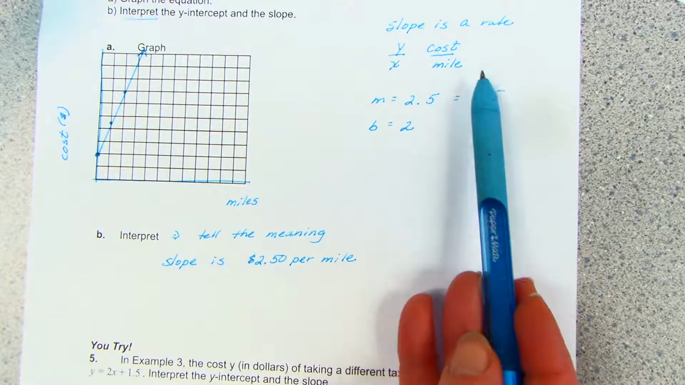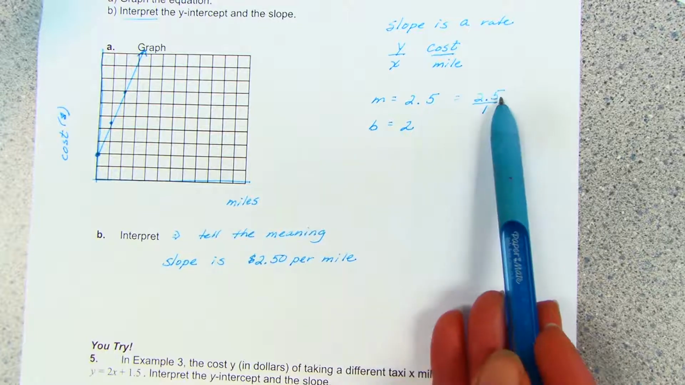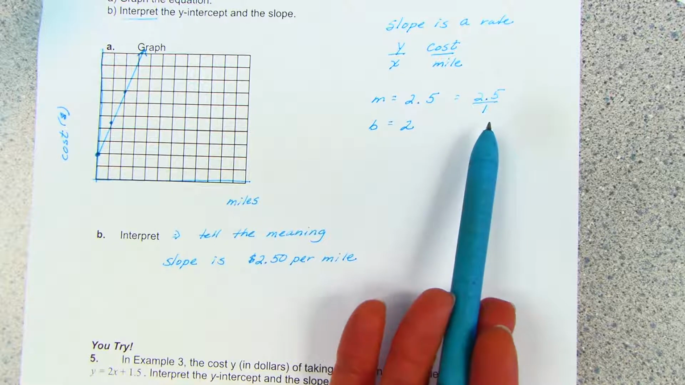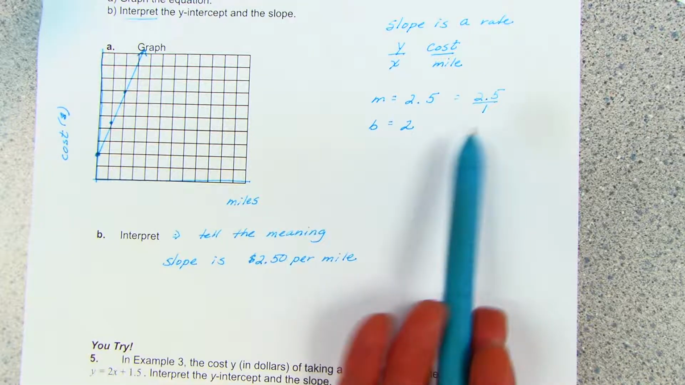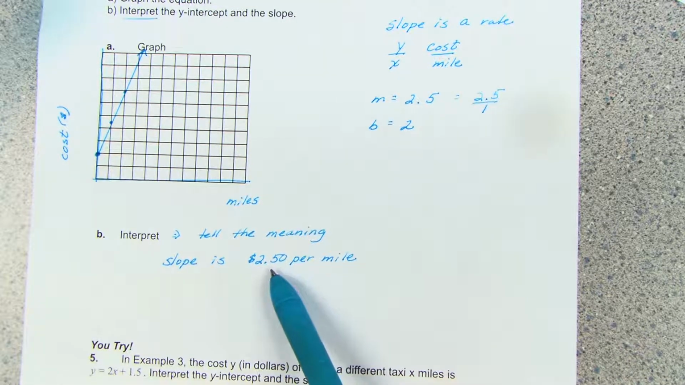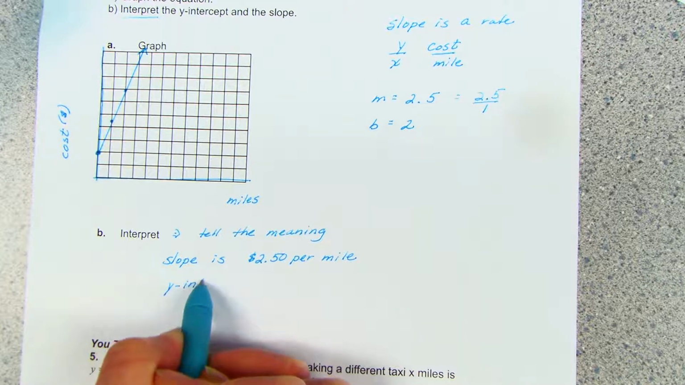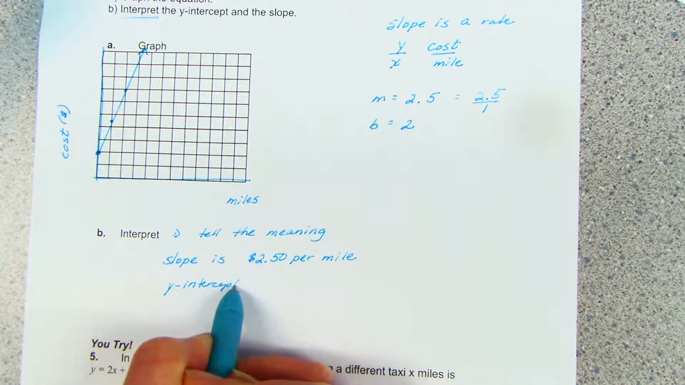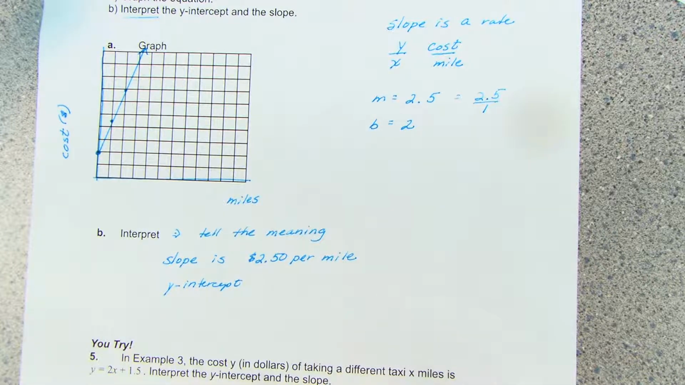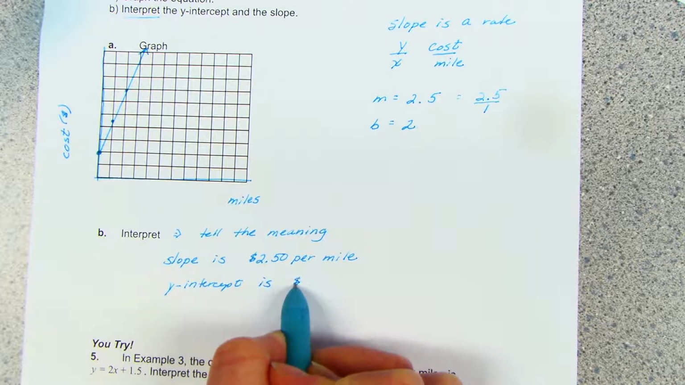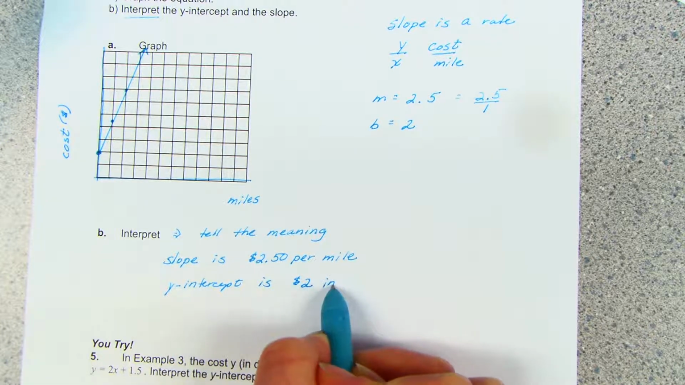It's the cost per mile. It's 2.5 per mile, but we don't write money as 2.5. 2.5 monies doesn't make sense. It's $2.50 per mile. And then the y-intercept is the starting point, right? It's the charge for getting in the taxi. It's the initial fee. And it is $2.